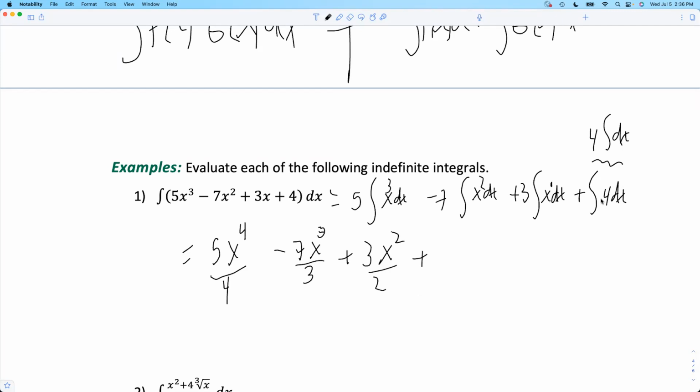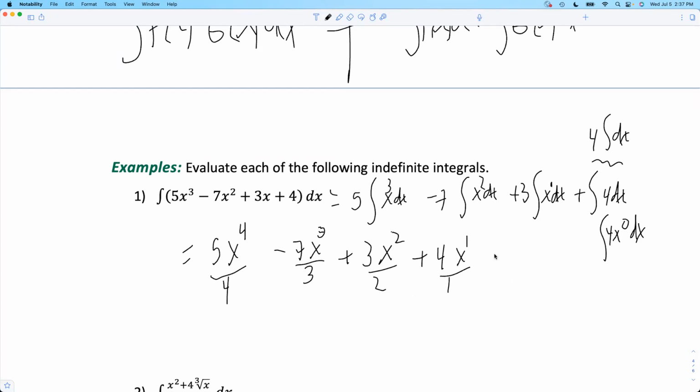And then here, what's the antiderivative of dx? The 4 comes along for the ride. What's the antiderivative of 1? It's x. You could think of this as 4x to the 0 power if you want. So the 4 is going to come along for the ride. 0 is going to go up by 1, divide by the new exponent.